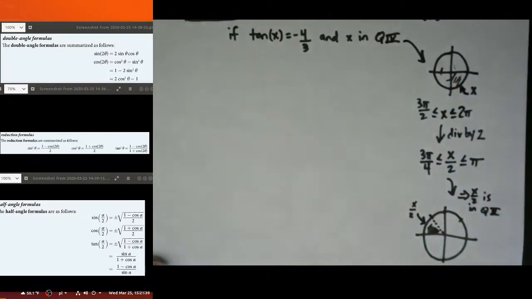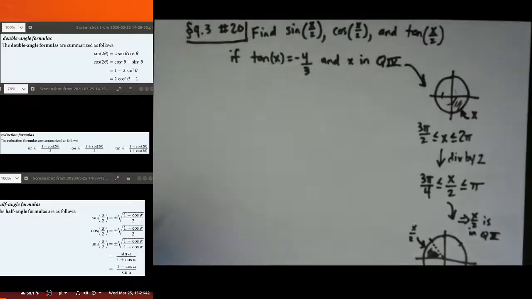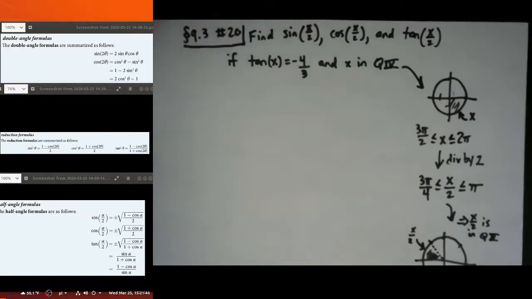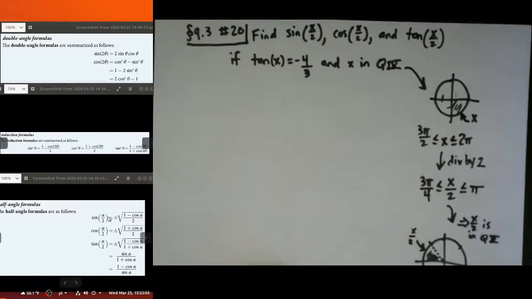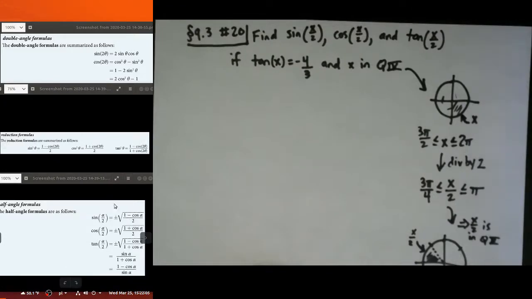And why does that matter? Well, because when we compute the sine of x over 2, since x over 2 is in quadrant 2, we'll know that the sine is positive. We'll know that the cosine is negative. So that was important. But other than that, the rest of the problem is basically the same as before. I'm going to want to compute sine of x over 2. How will I do that? Well, I'll use the half angle formula on the side over here. And to do that, I'll need to compute the cosine of the angle. So I need to take this information about the tangent and be able to compute the cosine.